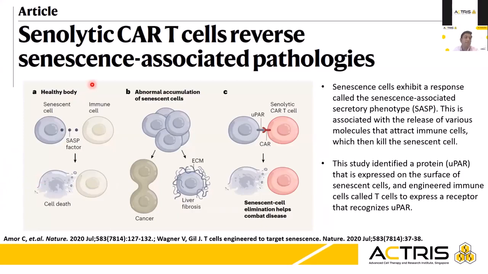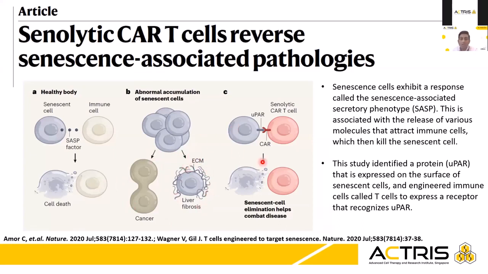So this study, again, is a very upstream animal study, and it was very interesting to see that these researchers were using senolytic CAR T cells to reverse senescence-associated pathology. So allow me to explain a bit, right? Senescent cells exhibit a response called the senescence-associated secretory phenotype, SASP. This is associated with the release of various molecules that attract immune cells, and these immune cells would then kill these cells, right? But in many cases, senescent cells start to accumulate, and they give rise to various diseases in our body, including cancer and fibrosis, right?